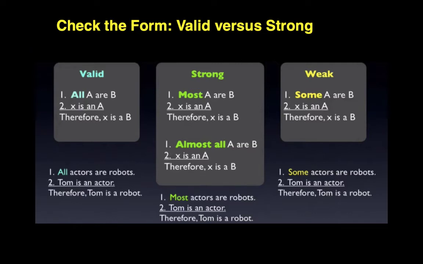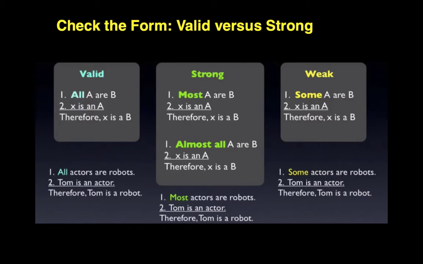These are forms of inductive reasoning. I'm going to leave it as an exercise to the viewer here to look at these more closely and figure out how the logic works here. A strong argument is one whose conclusion is probably true given the truth of the assumptions. And it's going to depend upon those assumptions. So the difference between a strong and a weak argument in this case is going to be the term most versus the term some.